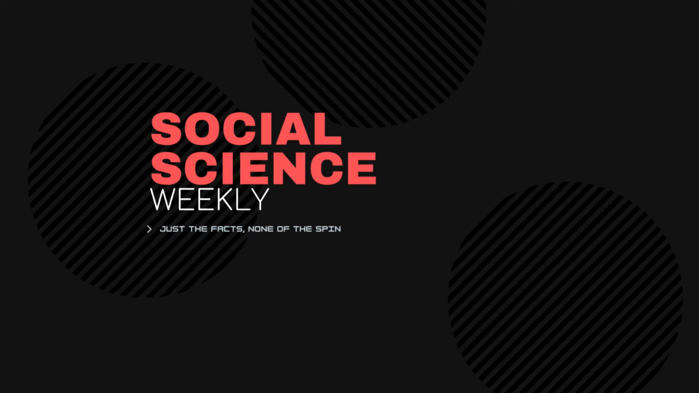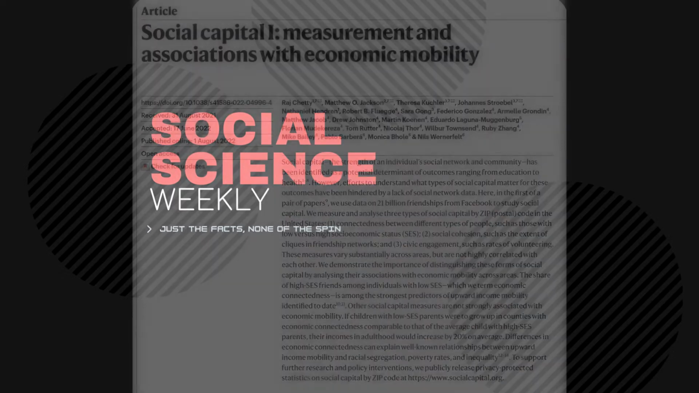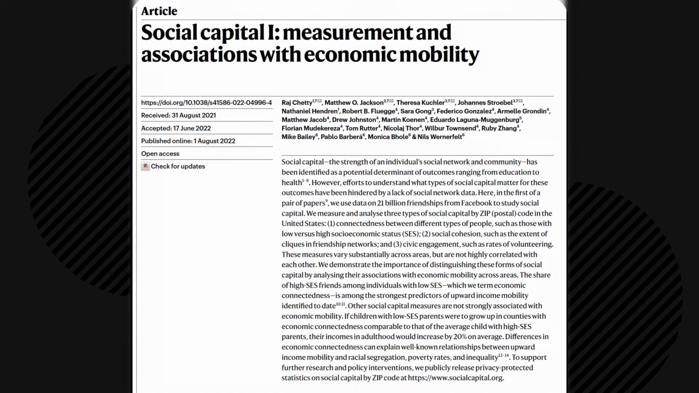The paper we're looking at today is called Social Capital 1. Now, this paper was published recently in Nature, and Nature is one of the top 2 general interest journals in all of science. What this paper looks at is the relationship between social networks and economic mobility. Economic mobility means the tendency for people born into a poor background to move up the economic hierarchy during their lives.